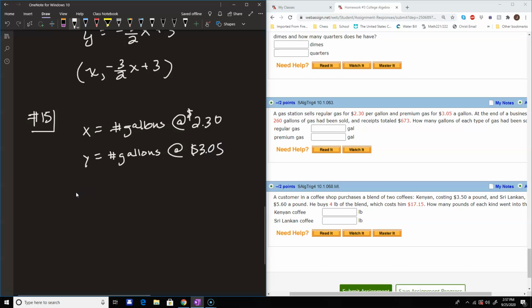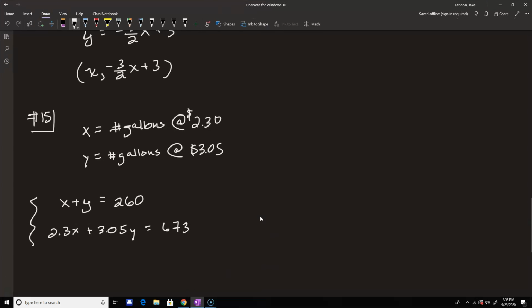So we have 2 equations. We have the equation that represents the total amount sold. If you take the number of gallons of each one sold together, they sold 260 gallons. Then you have the cost equation. The cost would be $2.30 times each gallon of x plus $3.05 times each gallon of y, and that should equal the total receipts, which were $673. So this is where our system of equations comes from. Then you just need to solve this. Why don't I make the screen bigger for just a moment while we solve it.